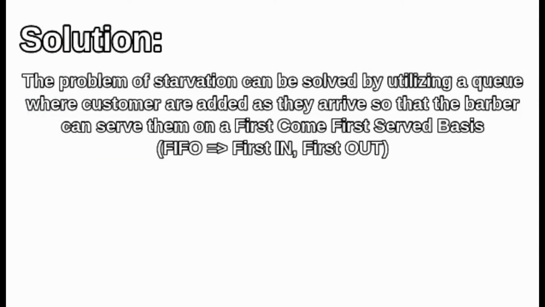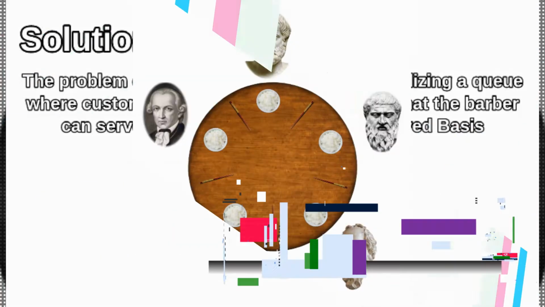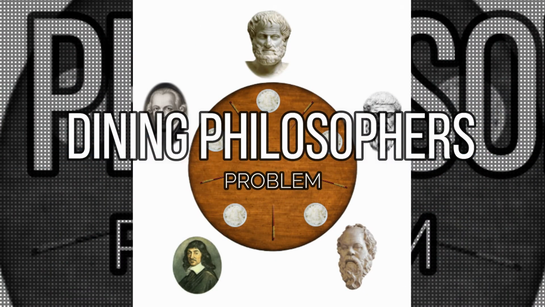Solution. The problem of starvation can be solved by utilizing a queue where customers are added as they arrive, so that the barber can serve them on a first come, first served basis. FIFO equals first in, first out.